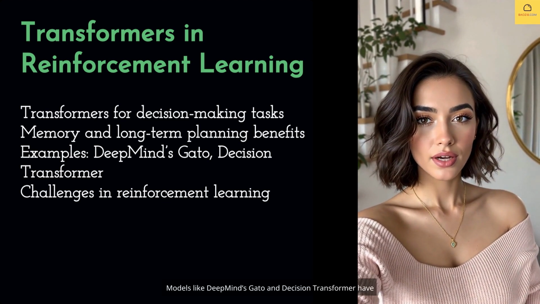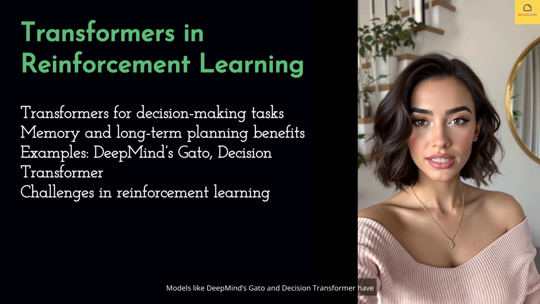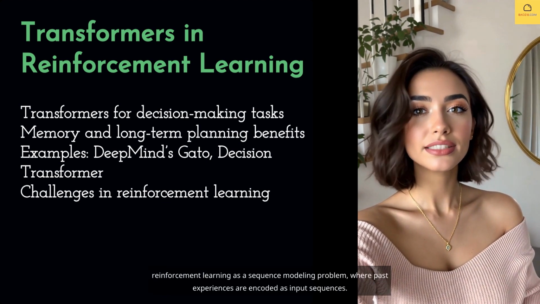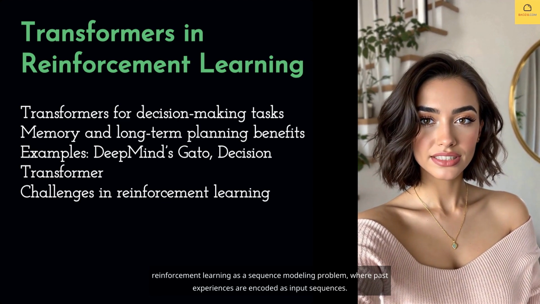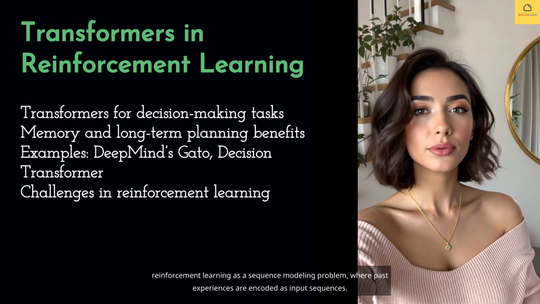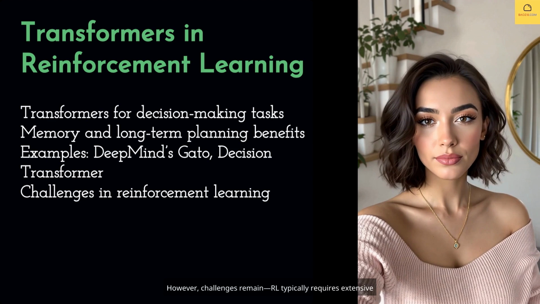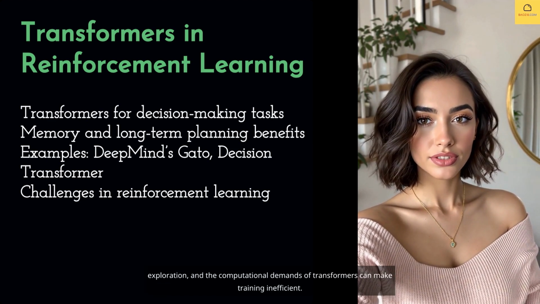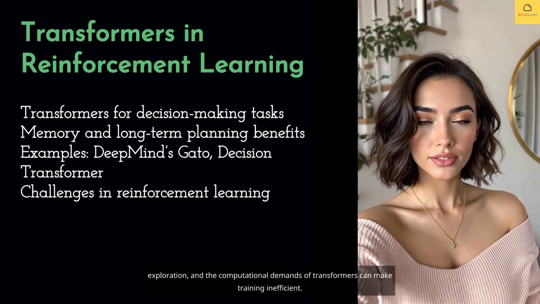Models like DeepMind's Gato and Decision Transformer have demonstrated how transformers can be used in RL by treating reinforcement learning as a sequence modeling problem, where past experiences are encoded as input sequences. However, challenges remain. RL typically requires extensive exploration, and the computational demands of transformers can make training inefficient.